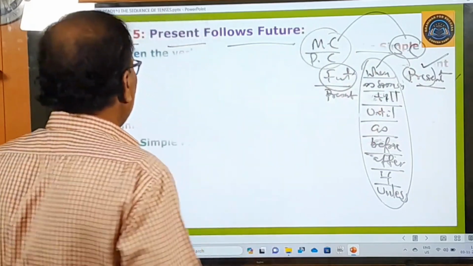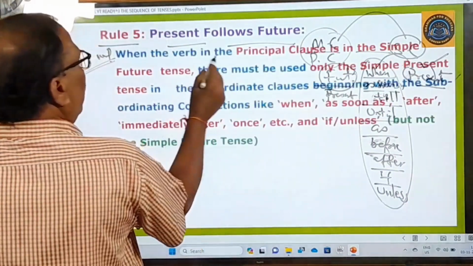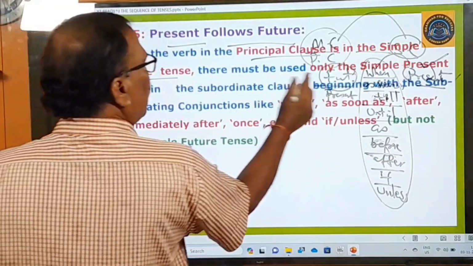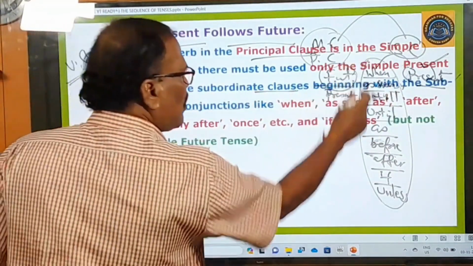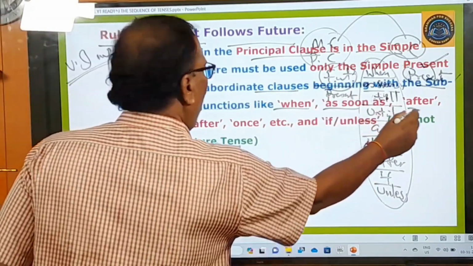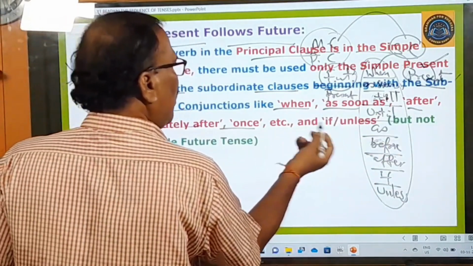I'll give you some example here. Oh, the rule is given. When the verb in the principal clause is in the simple future, there must be only the simple present tense in the subordinate clause, beginning with the subordinating conjunctions. These are all subordinating conjunctions. What are they? When, as soon as, after, immediately after, once. All these things are given.